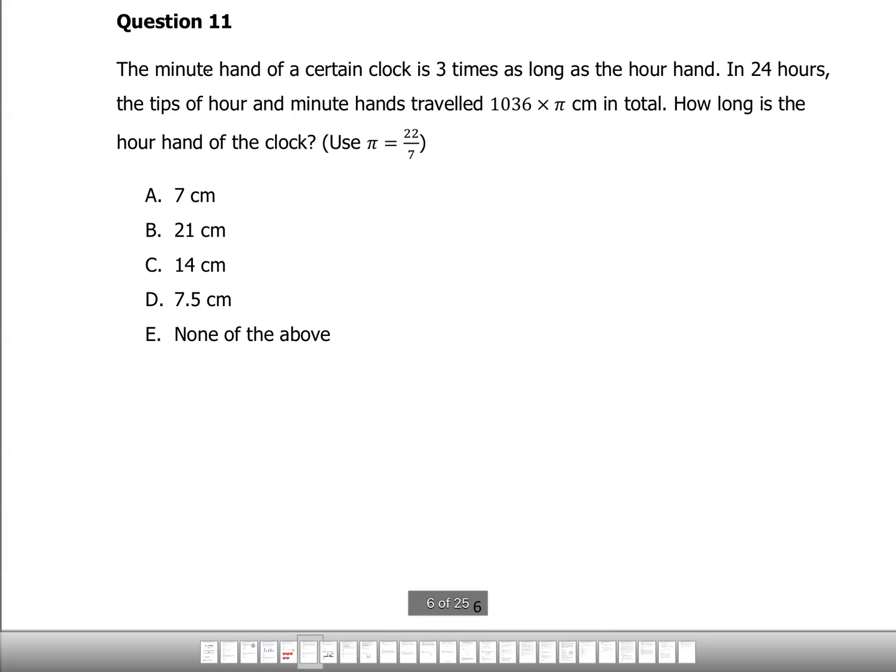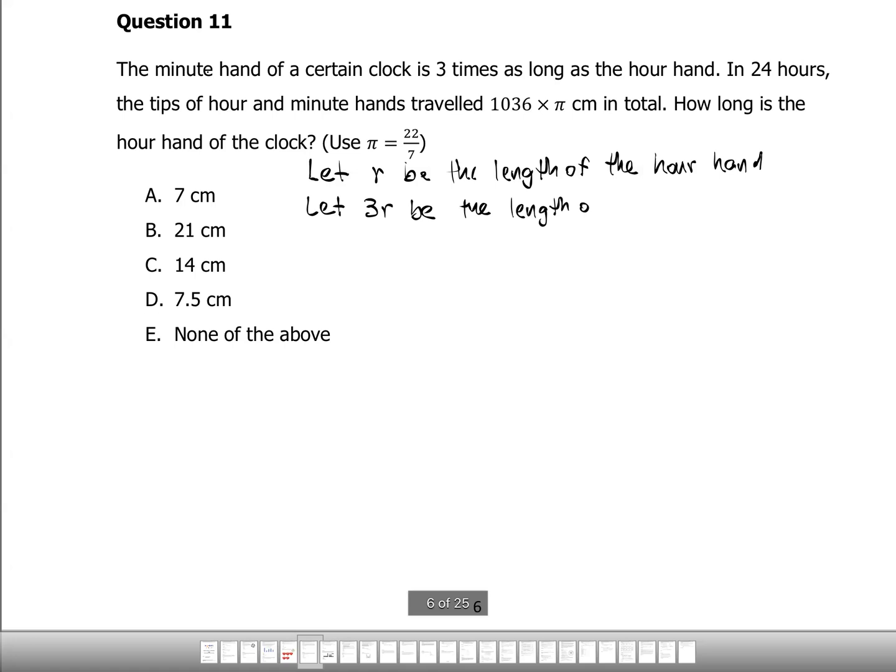Okay, so first I'll give the explanation. We'll let R be the length of the hour hand. And since we know that the minute hand is 3 times as long as the hour hand, we'll let 3R be the length of the minute hand.